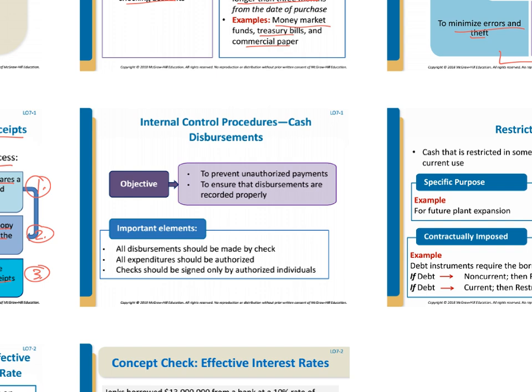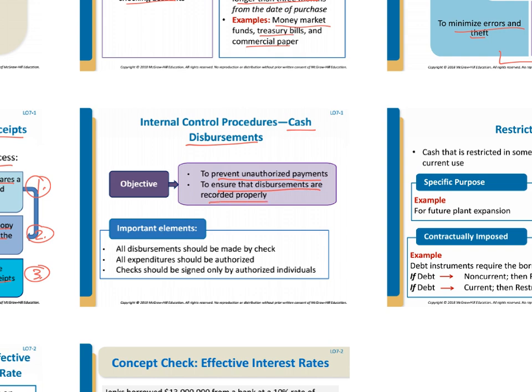On the flip side, when cash is flowing out, we have cash disbursements. These are payments made to our vendors or our suppliers, the people that provide us goods or services. Here, the objective is to prevent unauthorized payments and to ensure that disbursements are properly recorded.